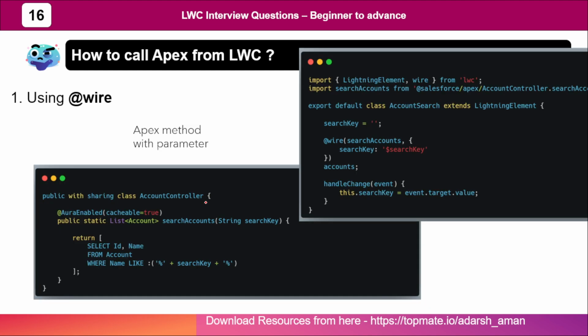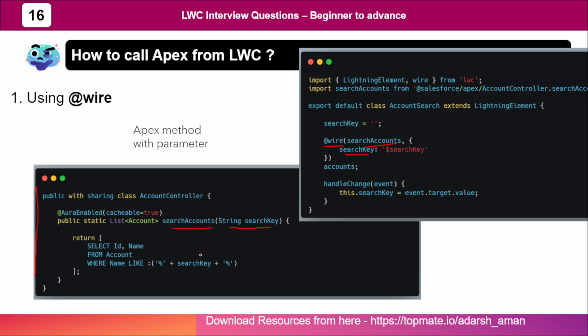There might be cases where we need to pass a parameter because the Apex method needs one. In that case, let's say this is the Apex class, right? You can see the searchAccounts method here has a parameter. So this we need to pass from the wire. Here we have again written wire and then searchAccounts. Then we have these curly braces and we can pass the parameter in this way.